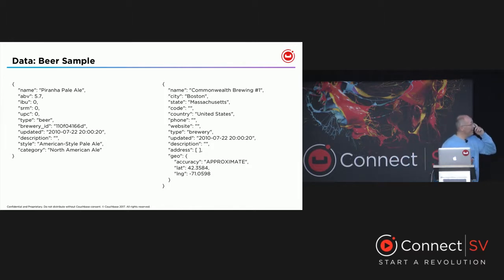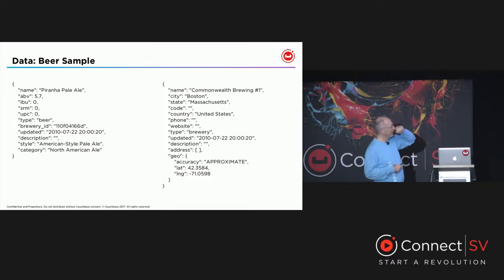Let's start with the data that we're going to work with, which is the beer sample. If you're with Couchbase or have worked with Couchbase, you have probably come across it. We have two kinds of documents in our bucket: beers and breweries. The beers, here on the left side, have a name, the alcohol by volume, and a few other things. You have a type that specifies that it's a beer, and a relationship to a brewery. On the other side, a brewery has a name, a city, a state, and also a type down there.